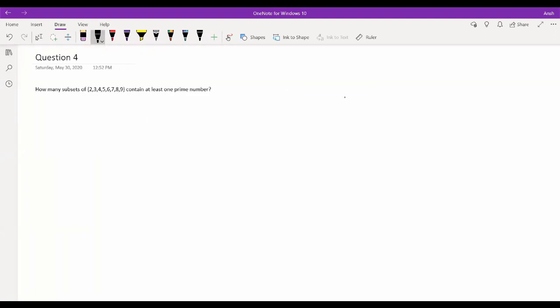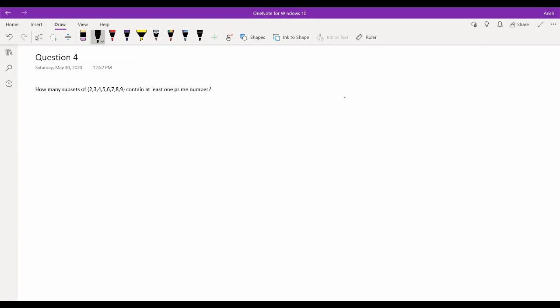Okay, so on to our next question. This question is asking us how many subsets of the numbers from 2 to 9 contain at least one prime number. One way to approach this is to do casework by finding the number of sets with 1 prime, then 2 primes, then 3, then all 4. That's a bit troublesome. If possible, we always want to avoid a lot of casework since it can lead to overcounting or just other silly calculation mistakes.